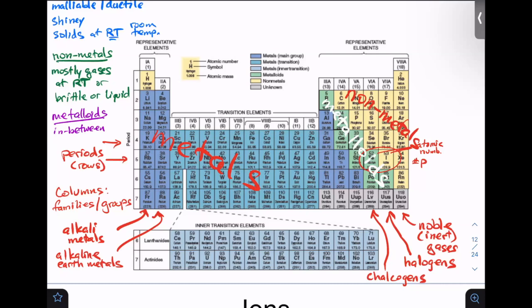But a few more names for you to know right now, as we're taking our survey here, is we do have some parts that are taller than others. So these tall columns, the first 2 on the left, and then the last 6 there on the right, these are what's called the representative elements, or also called the main group elements. I usually call them the main group elements.